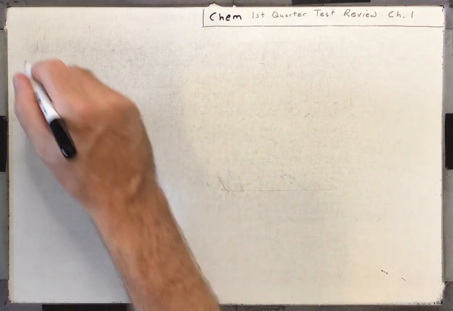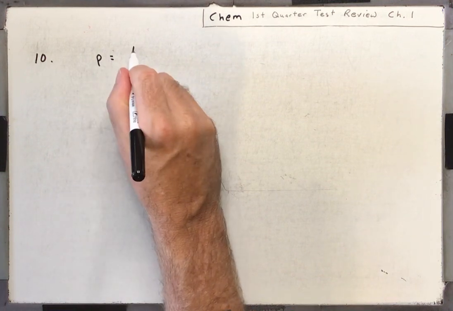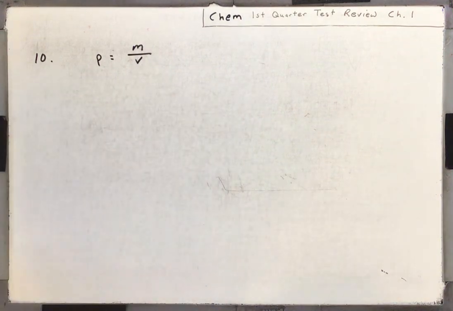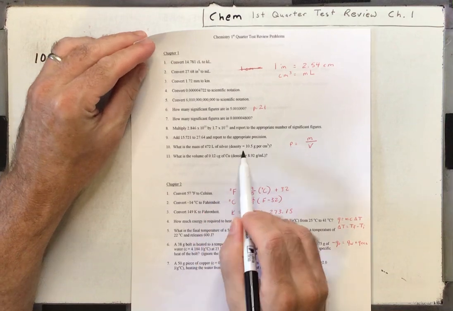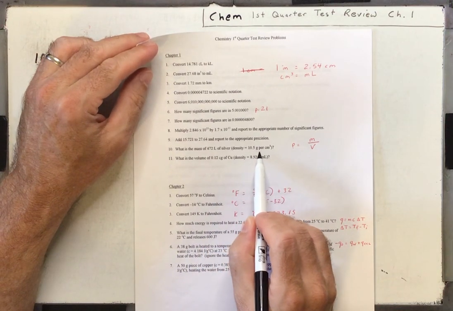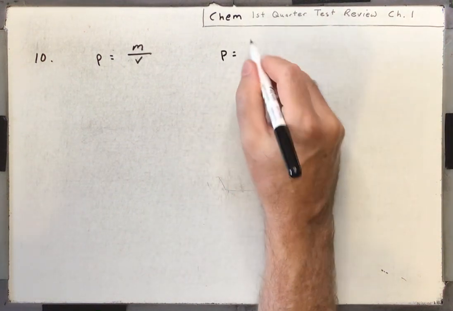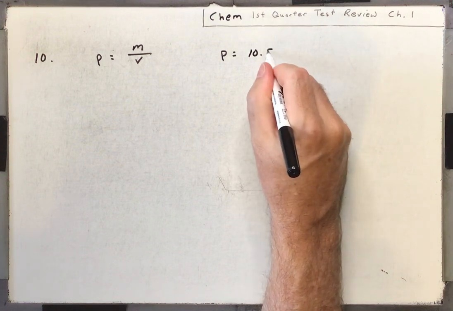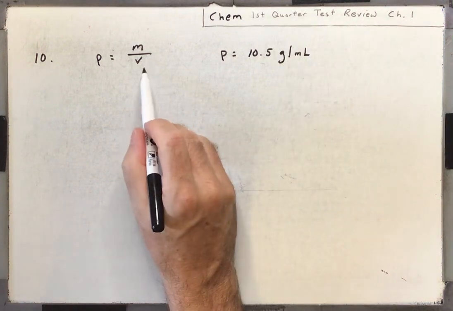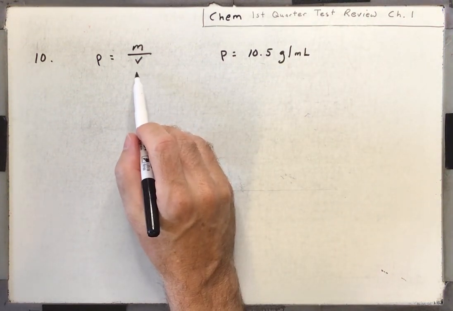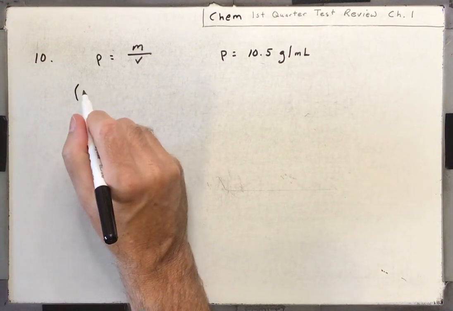All right, number 10. So we've got 2 density problems here, and you need to memorize that density is mass over volume. So number 10 says, what is the mass of 472 liters of silver, and the density is 10.5 grams per cubic centimeter. Remember, a cubic centimeter is the same as a milliliter, so the density is 10.5 grams per milliliter. Now, we were given volume in liters. We need to get that into milliliters before we do any calculation.